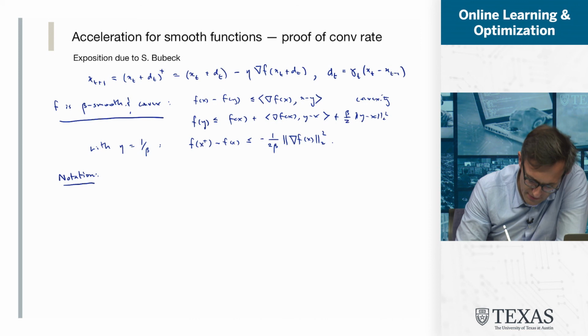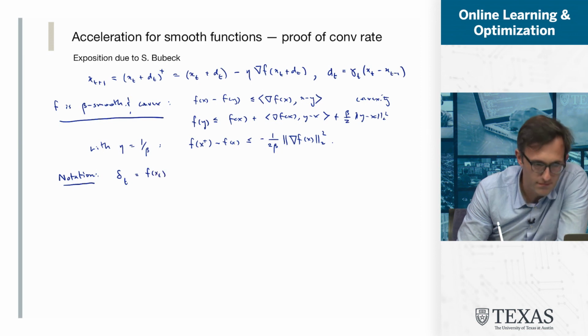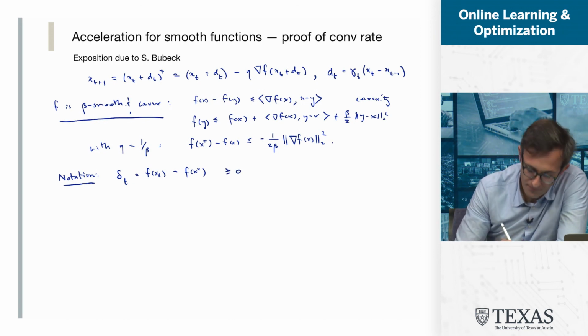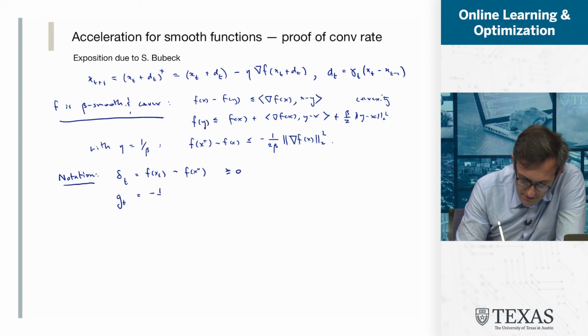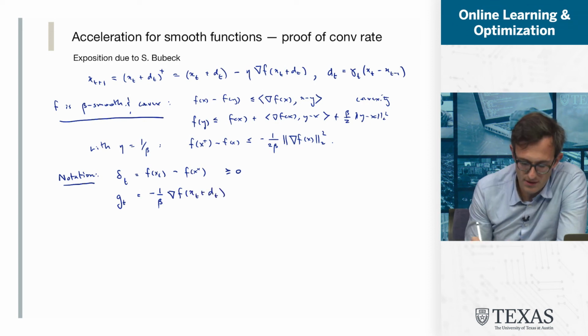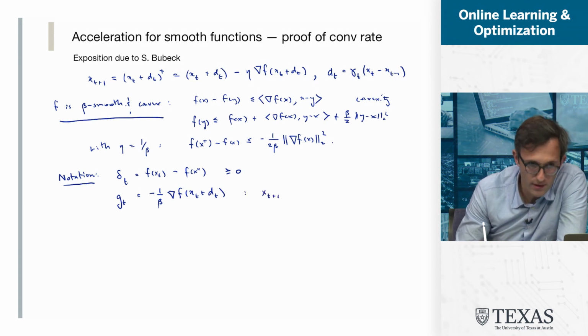I'm going to let delta t equal f of xt minus f of x star. And of course, this is always greater than or equal to 0 because we're minimizing, and x star is the minimizer. I'm going to let gt equal minus 1 over beta times the gradient of f of xt plus dt. And using this notation, we can see that xt plus 1 is equal to xt plus dt plus gt.